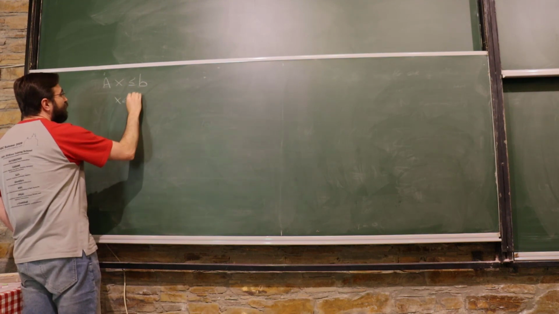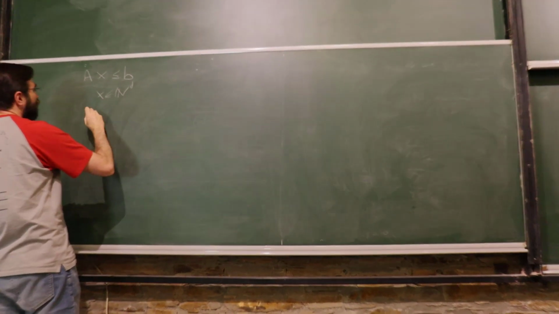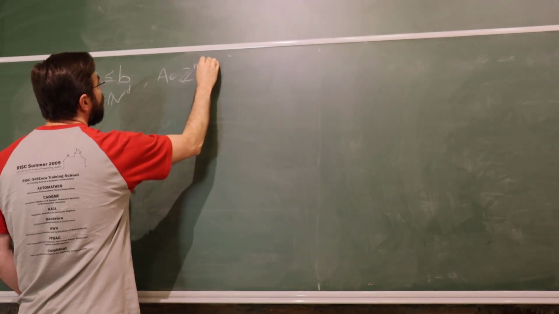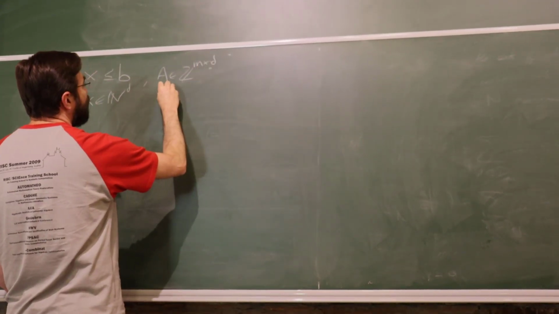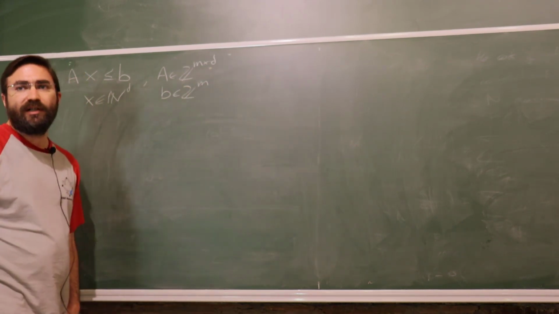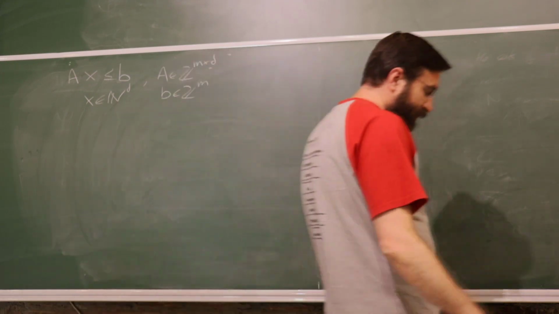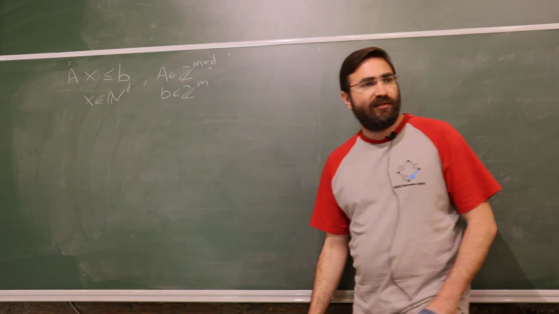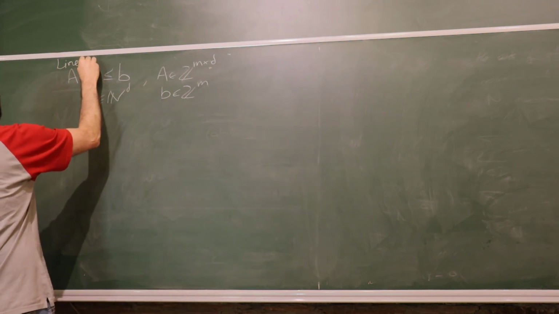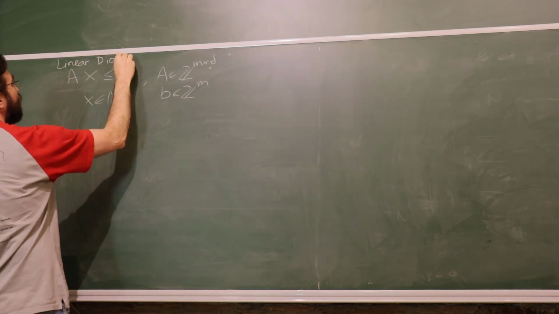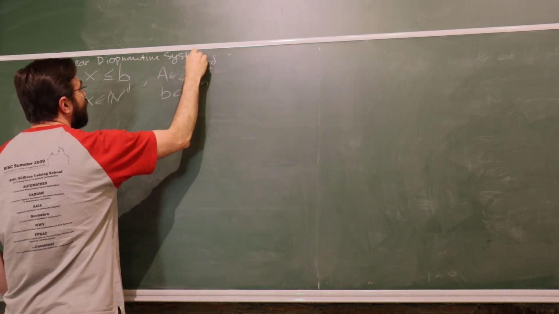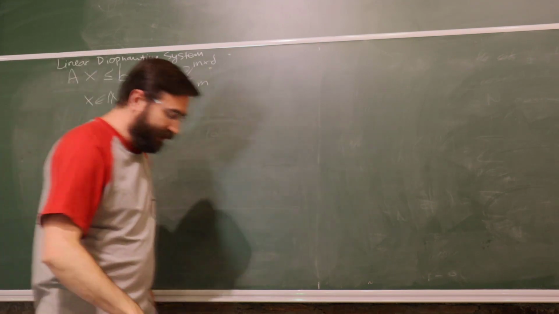So remember, this is always our setting, right? A is an M times D matrix, and B is a vector of M elements. By the way, why do we call them linear Diophantine systems? So this is a linear Diophantine system, and I should have said this like 5 days ago.